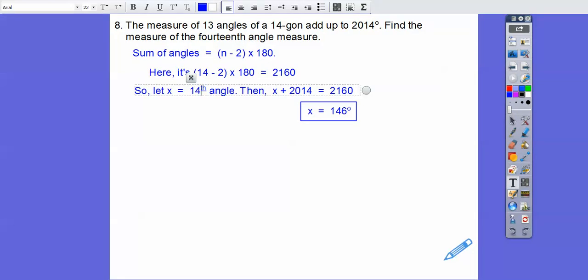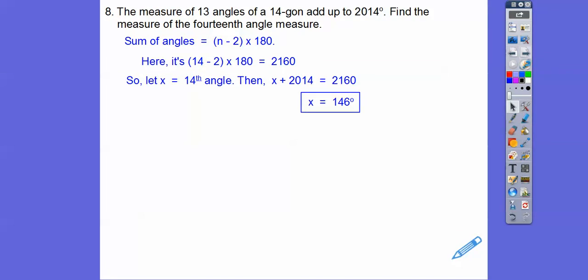All right, yeah, and even us teachers make mistakes. We're human too, we make them all the time.